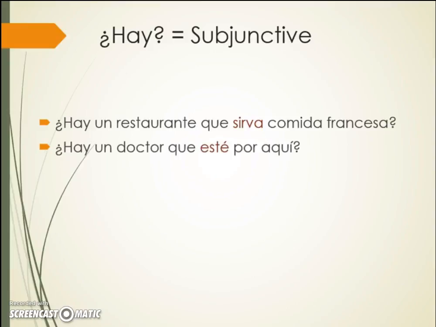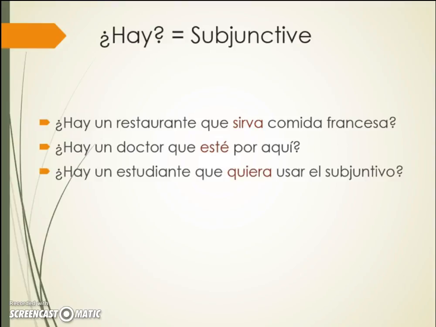Another one is, "¿Hay un doctor que esté por aquí?" This is a Spanish equivalent of, is there a doctor in the house? So, hay un doctor, is there a doctor that is around here? Okay, so "that is around here" is modifying the doctor that is not certain, so therefore the verb cannot be certain either. Cannot be indicative, has to be subjunctive.